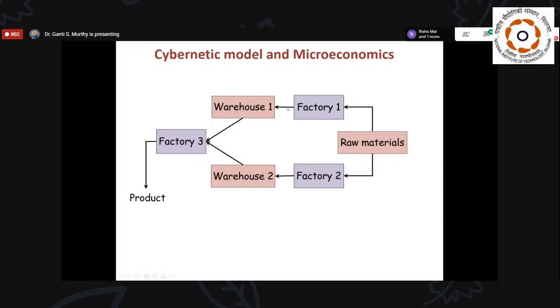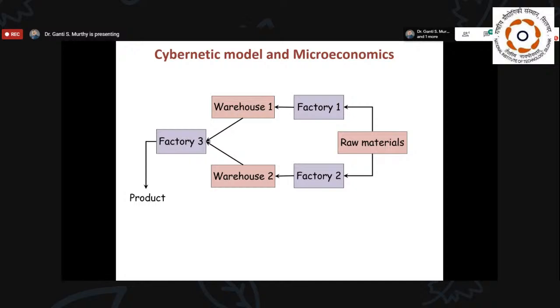That means there will be demand for more products from factory one, so that will speed up, and that essentially means more raw materials will be processed. So essentially, your factory will speed up or slow down depending on the status of the warehouse, and there is some kind of a feedback. When we incorporate something like this at a cellular level, that is called a cybernetic model. I will not go into the details, but that is a broad concept of a cybernetic model. So it's slightly different from a simple kinetic model.